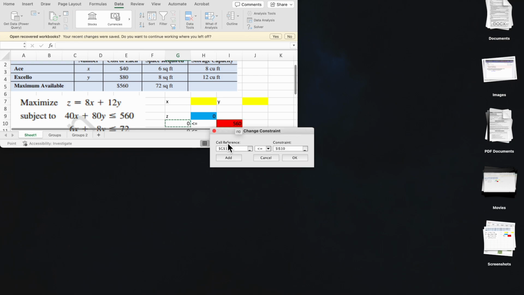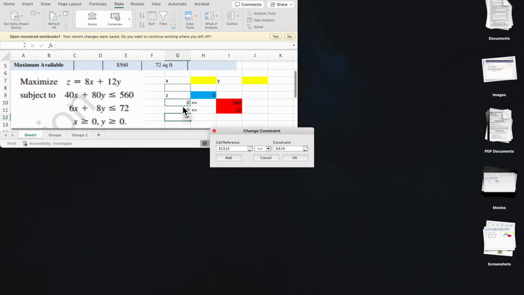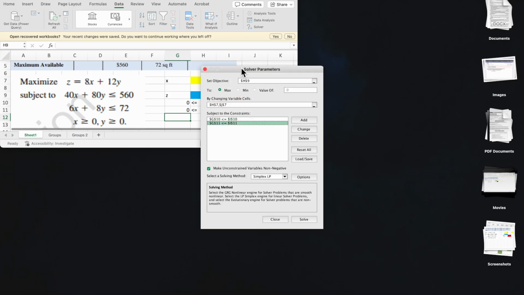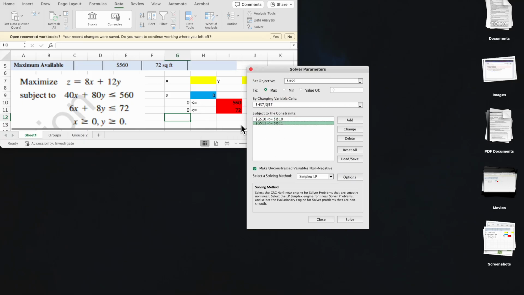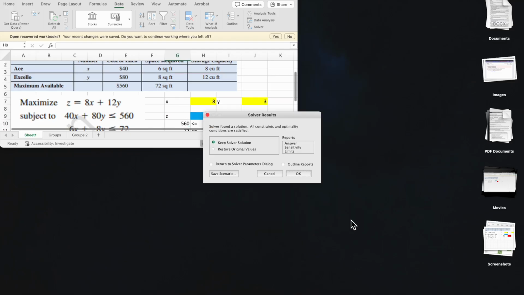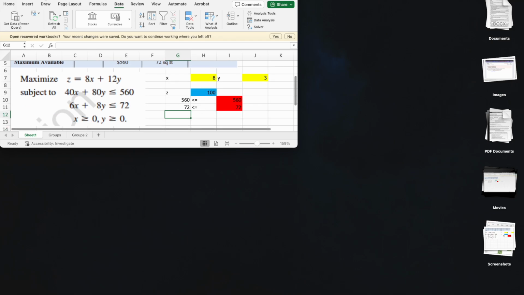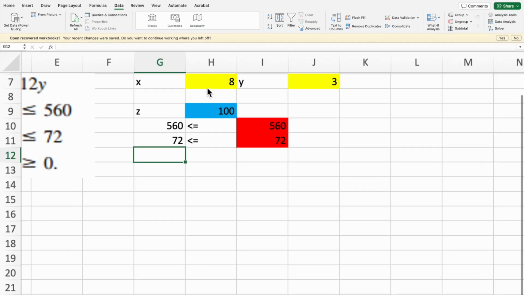And our constraint is the value of 40x plus 80y smaller than 56. So we're going to select this one, which is G10. And for the other constraint, G11 is smaller than 72, which is I11. Then we can click Solve and select keep the Solver solution. And then we get our optimal numbers of x, y, and z.